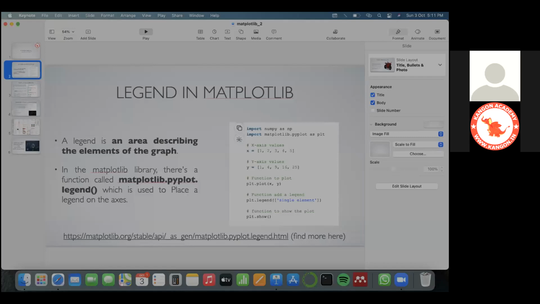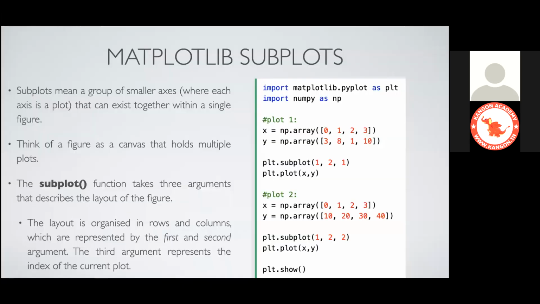Next, talking about subplots. Subplot means you can show multiple plots inside one big area, like a group of smaller axes where each axis is a plot that can exist together within a single figure. One figure, but there are multiple plots. You can do that also. So considering that, let's try it out. You can use the subplot function to get that result.